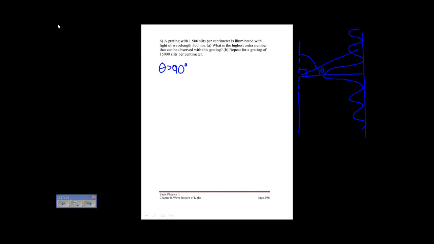And so our first step, we need to find out what d is. It's 1 over 1500. That's this value, the slit spacing. And that gives me 6.67 times 10 to the minus 4. That's centimeters per slit, which is 6.67 times 10 to the minus 6 meters. And then I can say d sine theta is equal to m times lambda. I want to know what is m.